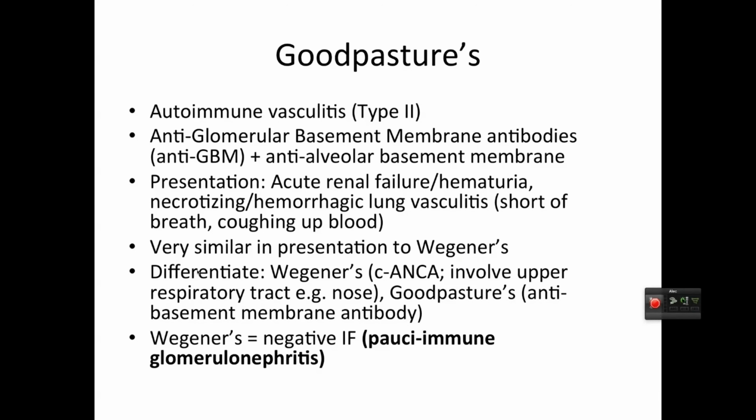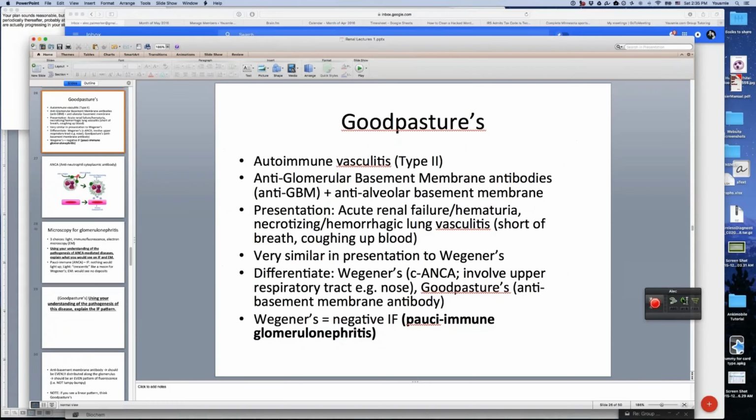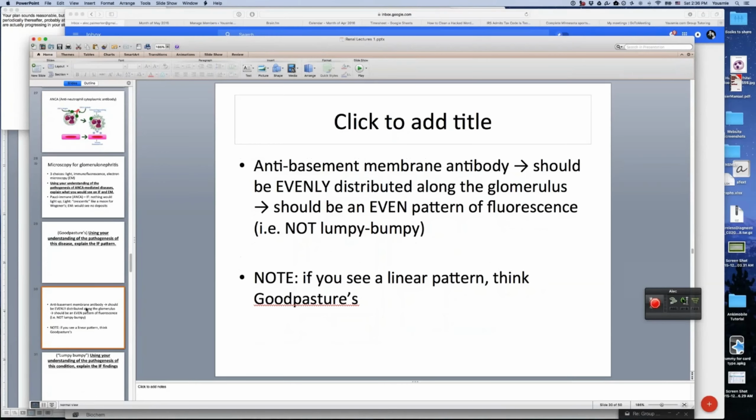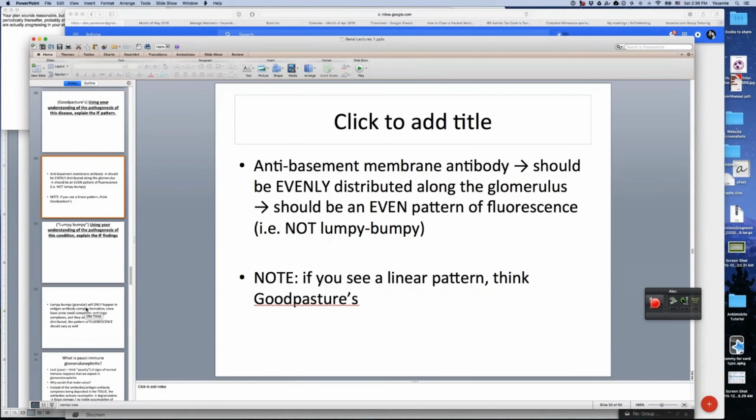Okay. So if you were to stain the kidneys in someone who has Goodpasture's, what would it look like? Would it look lumpy bumpy, or linear, and why? Linear. Okay, so why would it look linear? Along the basement membrane. Yeah. So basically, you have antibodies that are going against the entire basement membrane. It's hitting the entire basement membrane, so it's going to be evenly distributed, right? Not lumpy bumpy. In general, if you see a linear pattern, you should think Goodpasture's. There's nothing else that looks like this, at least for Step 1.